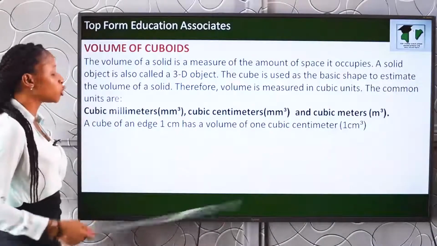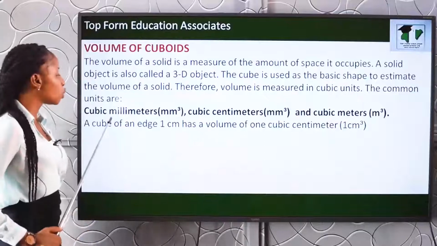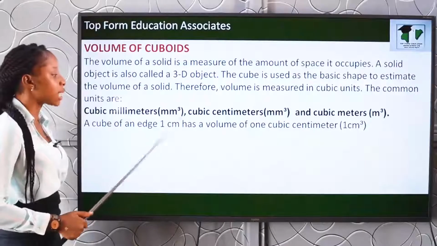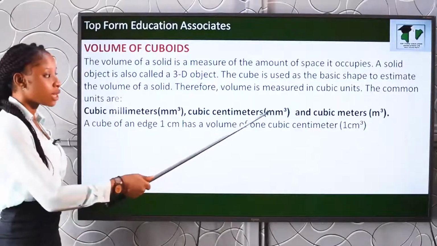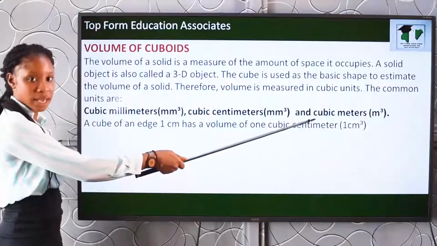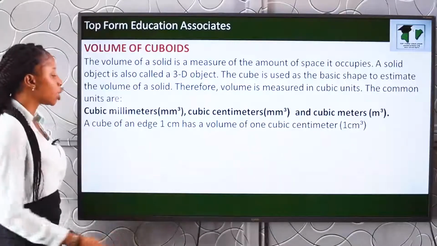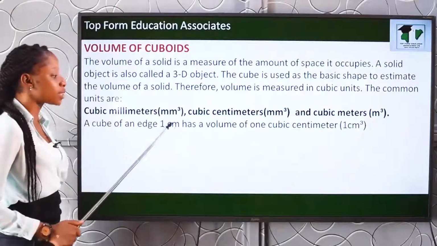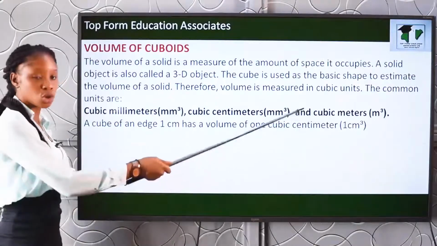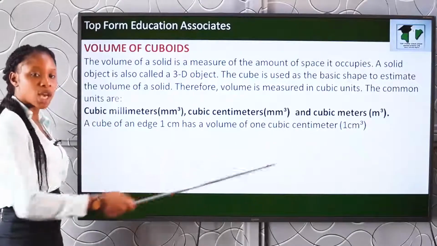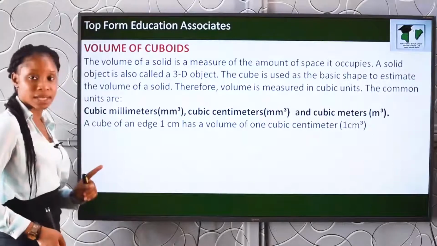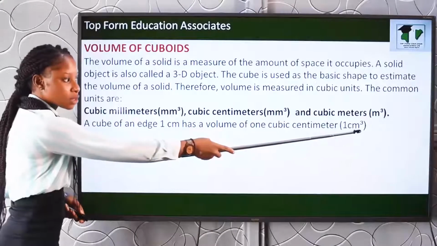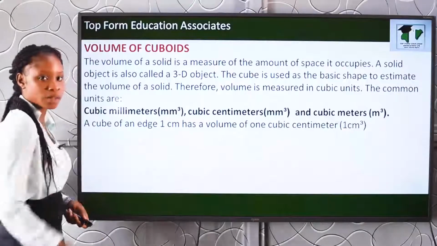The common cubic units are cubic millimeters, that is millimeters in cube, cubic centimeters, and cubic meters. A cube with an edge of 1 centimeter has a volume of 1 cubic centimeter. I hope you understand that. This is the symbol for cubic centimeters, cm raised to power 3.